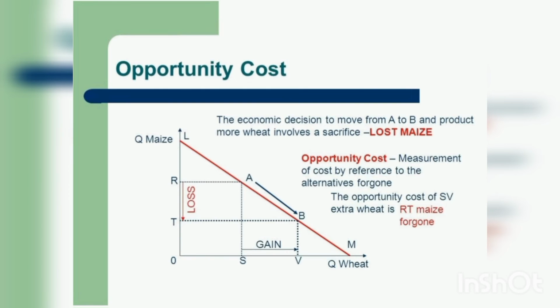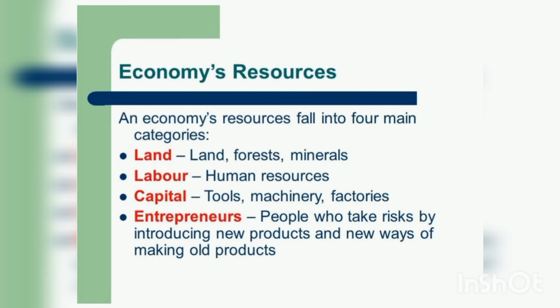As we move from A to F, we first transfer those resources which are capable of producing butter, and as we move still further, to C, D, etc., resources which are efficient in producing guns are made use of in producing butter. So there are four main economic resources available to us, which are land, labor, capital and entrepreneurship. Land includes land, forests, minerals to set up factories, etc. Labor includes human resources for physical work, and capital includes tools, machinery and factories. Entrepreneurs include people who take risks by introducing new products and new ways of making old products.